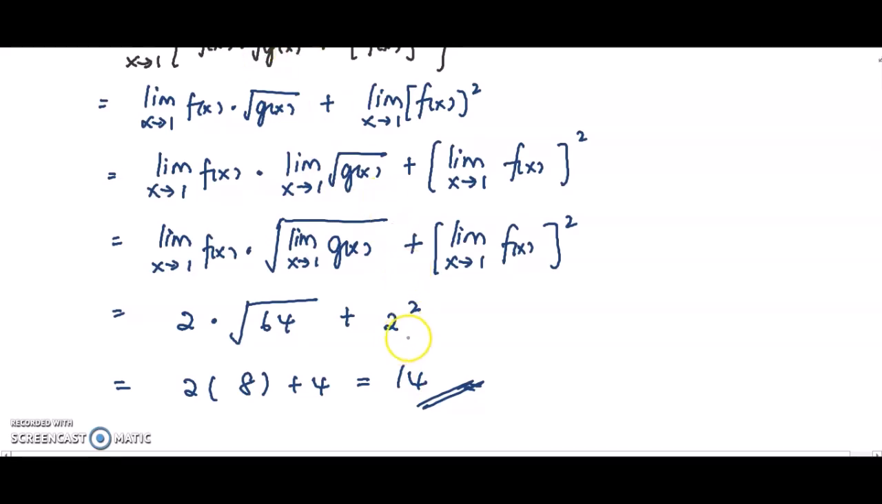Sorry, this should be 20. Yeah, 20. 8 times 2, that will be 16, plus 4, 20.